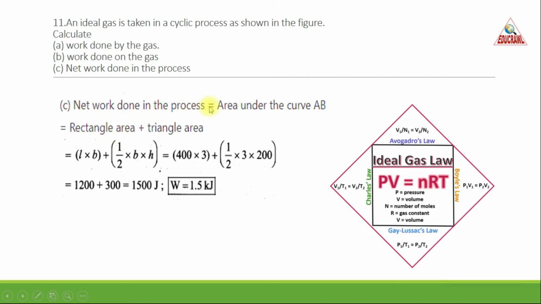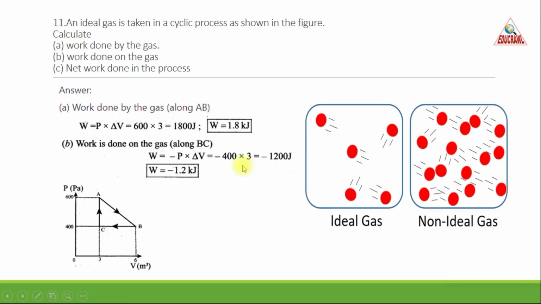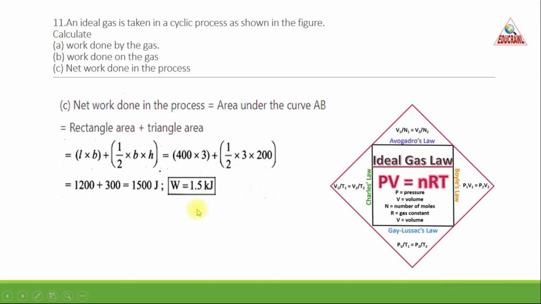Now the net work done in the process is given by area under the curve AB. Area under the curve AB can be divided into two. One area is a triangle and the other one is a rectangle. So the total area, you have to add the area of triangle and rectangle to get the total work done.